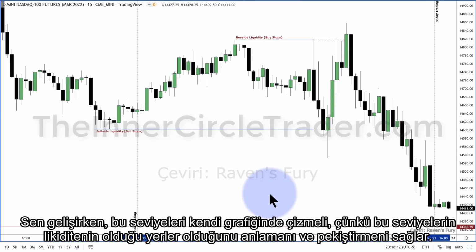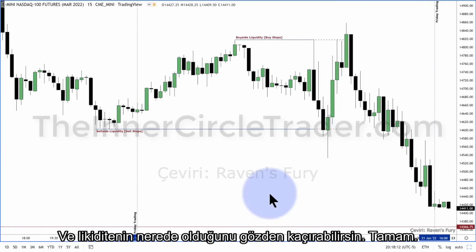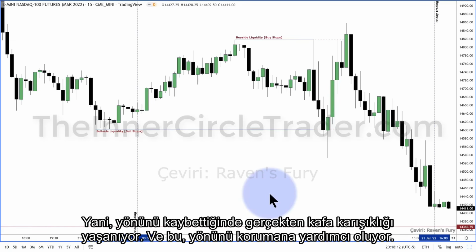While you're developing, you should have these levels drawn out on your chart because it helps you build and ingrain the idea that this is where liquidity is. It keeps you focused on that, because it's easy to look at all these candles forming if you have the luxury of watching it live, and you can lose sight of where you are. And once you lose your bearings, it's really confusing. And this helps you keep those bearings in mind. And what do I mean by that?